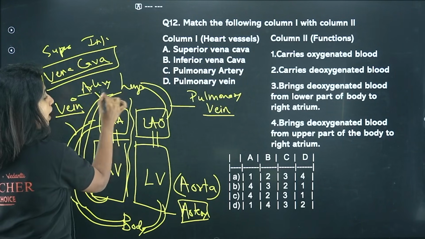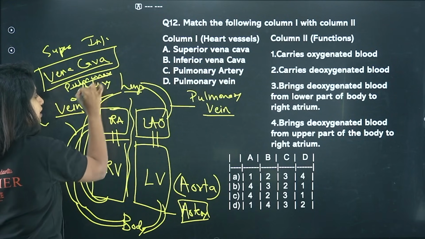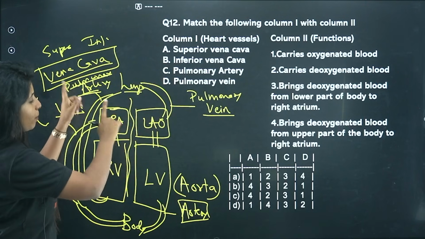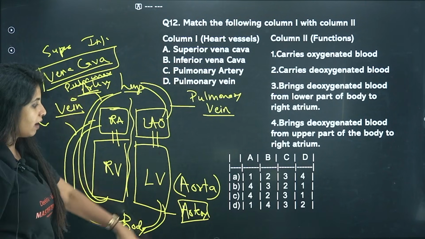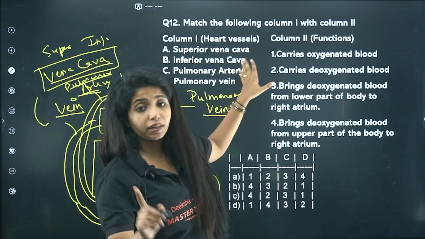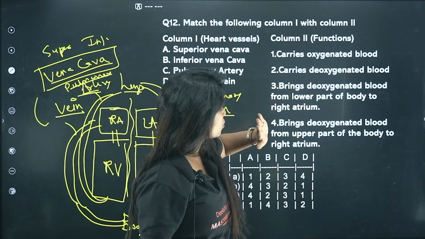And whenever you have lungs being involved, I'll use the term pulmonary artery. Got it? So you have pulmonary artery, pulmonary vein, and here you have aorta, here you have vena cava. Now, superior vena cava brings what? Deoxygenated blood. So you do not have to look at oxygenated.